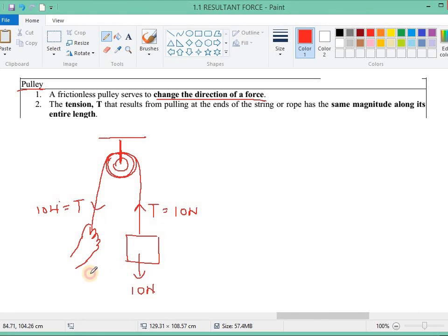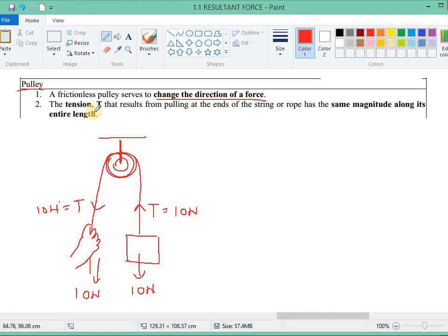So that means if you hold on to the rope and you pull down with a force of 10 Newton, this 10 Newton that you pull downward will become a tension that is going upward and goes against this 10 Newton. So this 10 Newton downward will become 10 Newton upward and stop this object from falling down. So you see, this 10 Newton down becomes 10 Newton up. So the pulley changed the direction of force. You see that? Okay, so that is the function of a pulley.